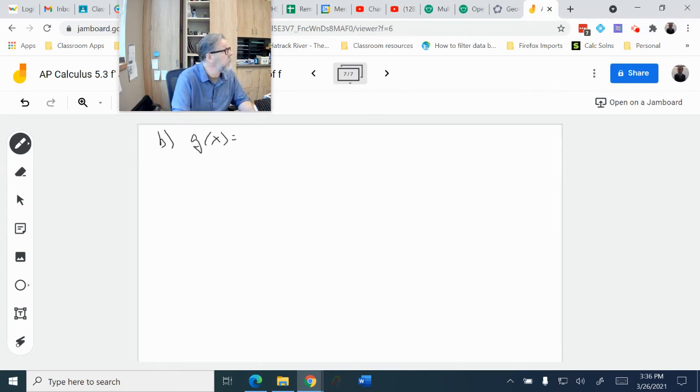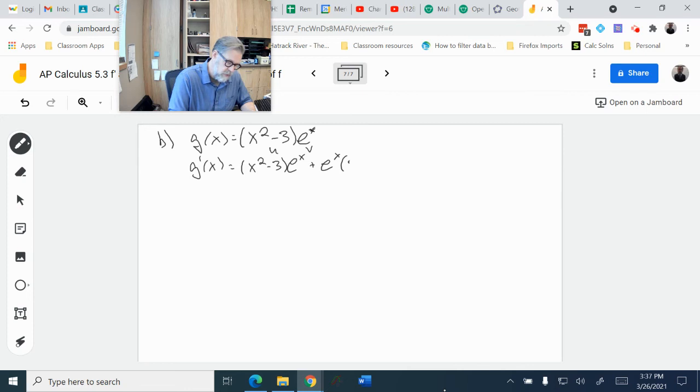g of x equals x squared minus 3 times e to the x. Notice that the examples are getting more complicated as far as taking the derivatives, so you get to practice taking derivatives while doing more advanced calculus. g prime of x equals, we'll call this u, we'll call this v, x squared minus 3, derivative of e to the x is e to the x, plus e to the x times the derivative of x squared minus 3, which is 2x.